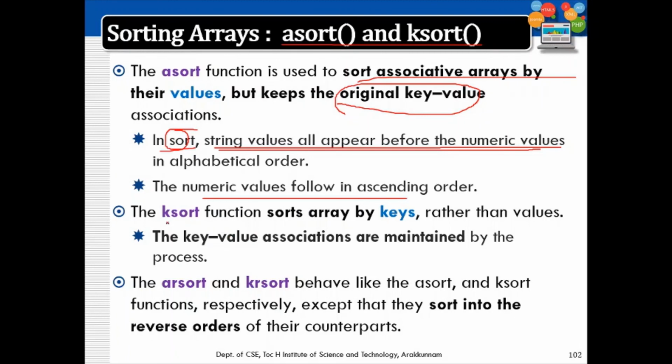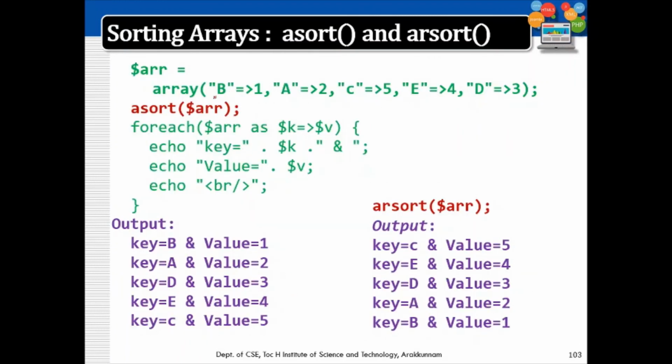The ksort function will be sorting the array based on keys. But here also the key value associations will be preserved. It will not replace the keys with 0, 1, 2, 3. And the reverse sorts of these two will behave in the same manner, but sort in reverse order. We'll see the example to illustrate this. Same array I am using for asort. Only difference is it will be preserving the keys. Initially, in the case of the sort function, it was 0, 1, 2, 3, etc. Arsort will do the reverse. Again, the keys will not be replaced. Keys will be maintained.